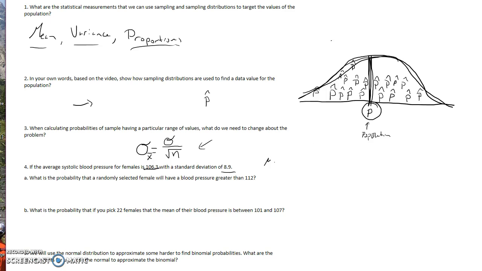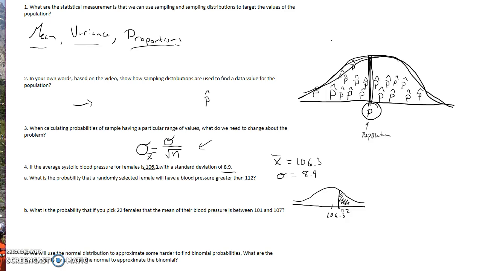So we know that in our sample, we've got a mean of 106.3, and we've got a standard deviation of 8.9. It says, what is the probability that a randomly selected female will have a blood pressure greater than 112? So what we're looking at here is a normal distribution with a mean of 106.3, and we are seeing what is the probability that their blood pressure is greater than 112.